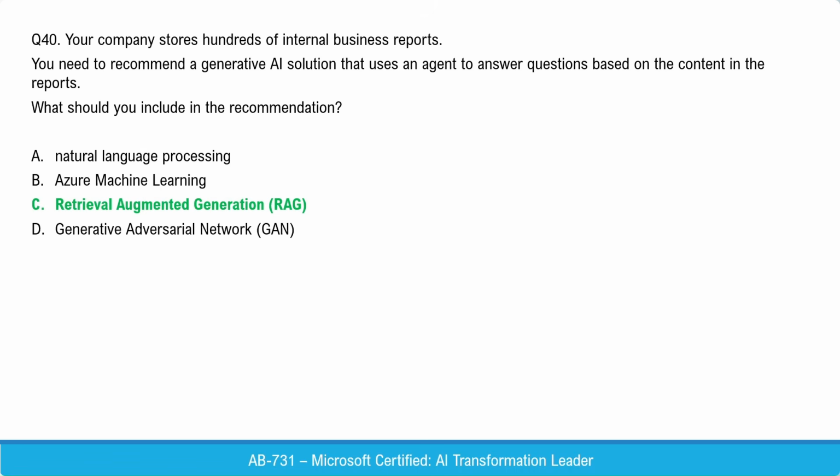Let's understand why. So in this case, the company has hundreds of internal reports and wants an AI solution that can answer questions based on that content. Option C, RAG is the perfect fit.